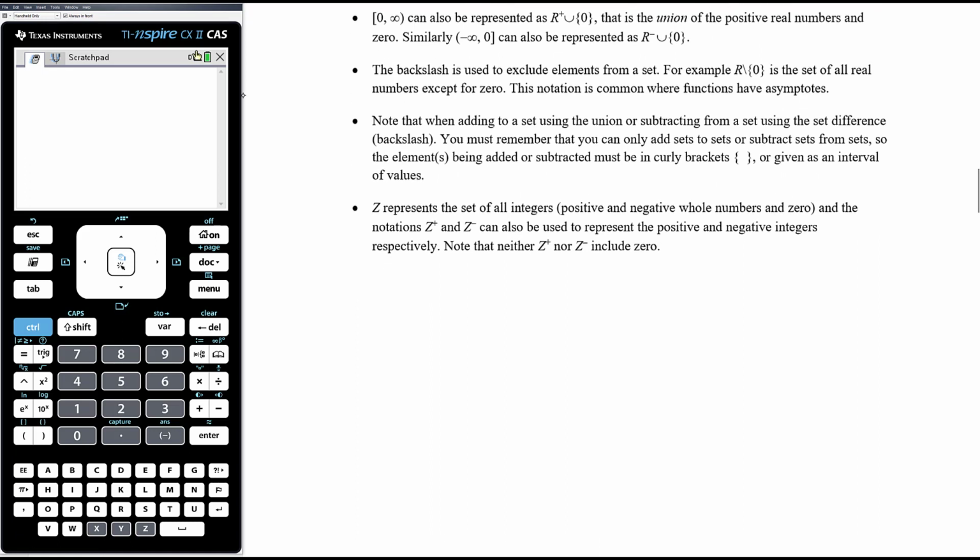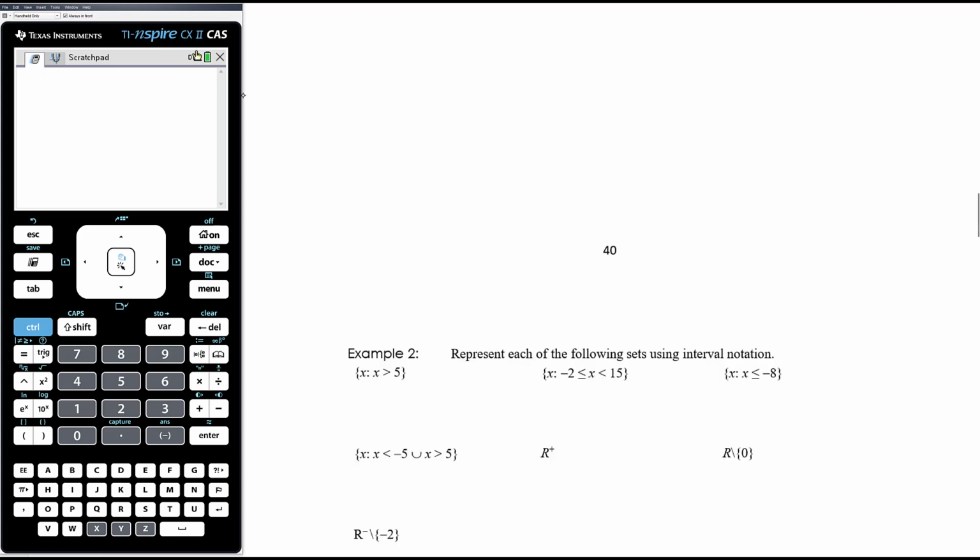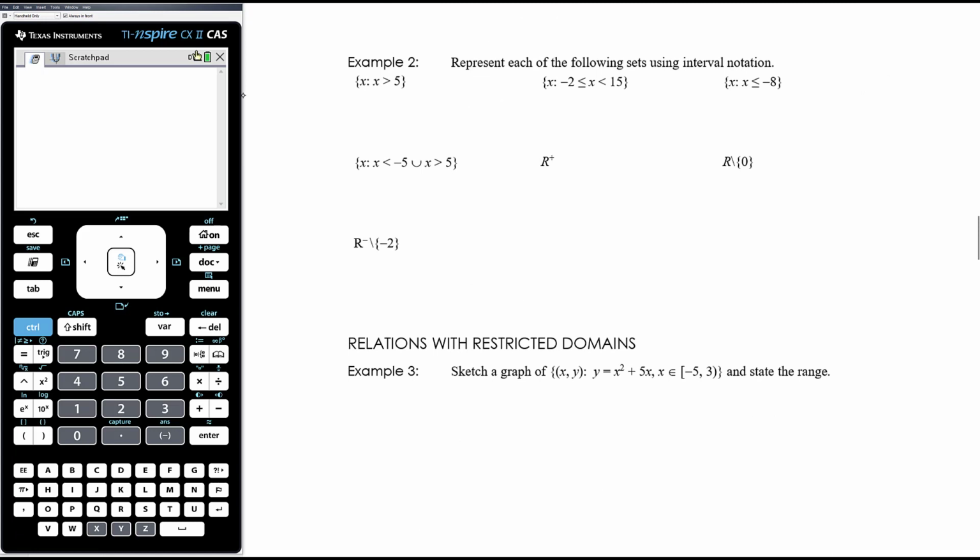Z represents the set of all integers, positive and negative whole numbers and 0, and the notations Z plus and Z minus can be used to represent positive and negative integers respectively. Note that neither Z plus nor Z minus include 0, so once again, Z minus union Z plus does not equal Z. Okay, so just be careful of that. Alright, so just some reminders. So let's represent each of the following sets using interval notation.